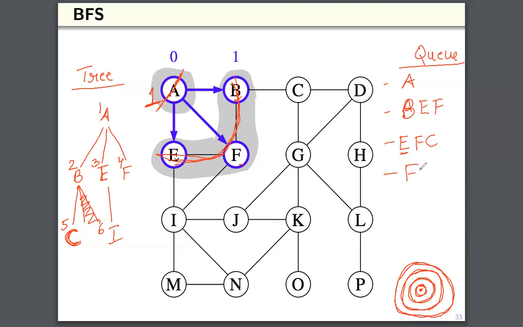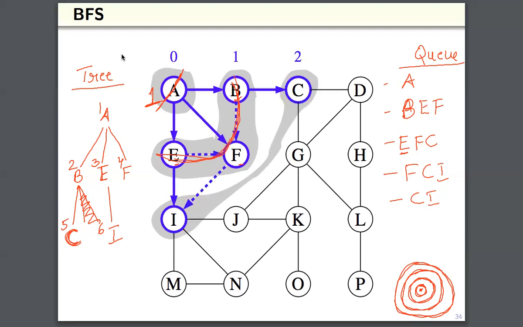So your Q will be something like this. F, C, I, and then F is gone, C, I, right? Let me move to the next slide here. See, this is level 2. Is this level 2? Yes. C, I are the nodes in level 2. This is level 0. This is level 1.